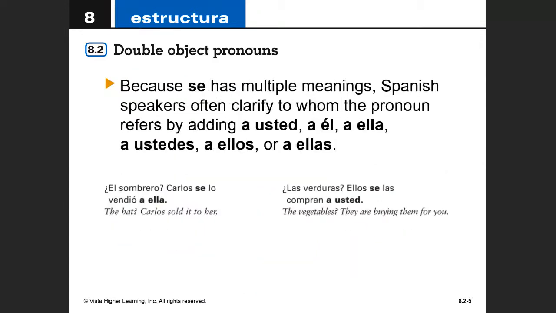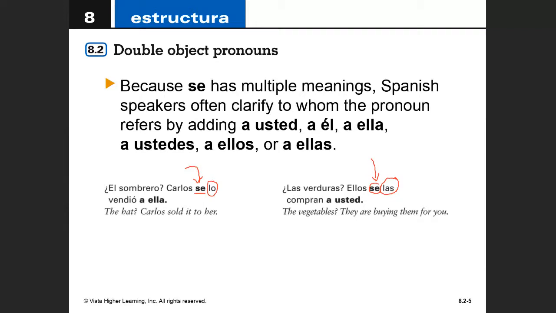Let's look at some examples. You can see over here, we're using las. Over here, we're using lo. We are changing le to se. Over here, we are also changing le to se. All right.